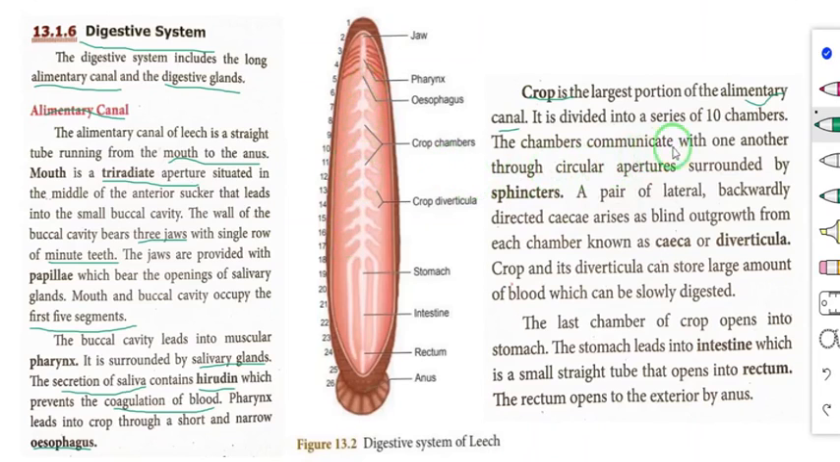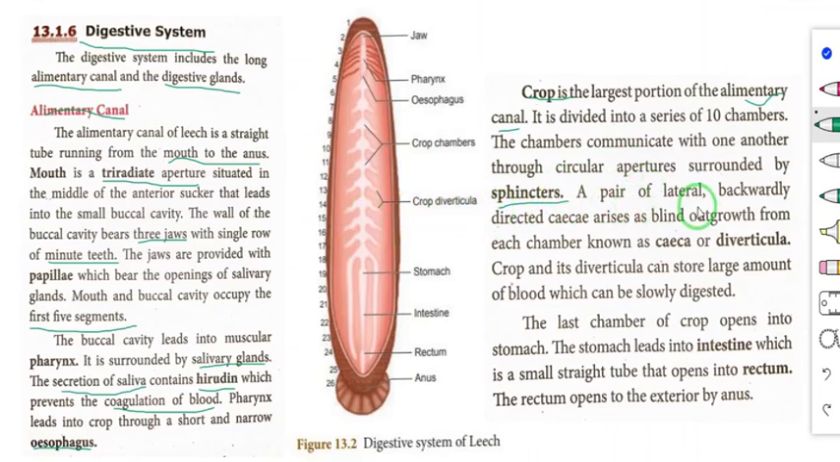The chambers communicate with one another through circular apertures surrounded by sphincters. The crop chambers communicate with one another through these circular apertures. What are they known as? Circular apertures are known as sphincters.